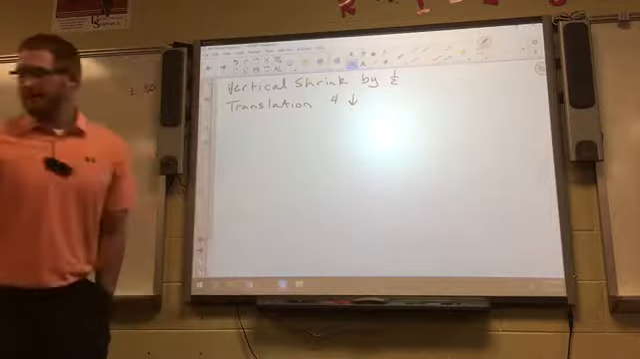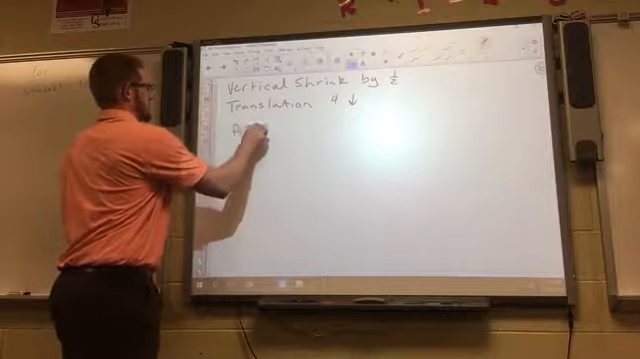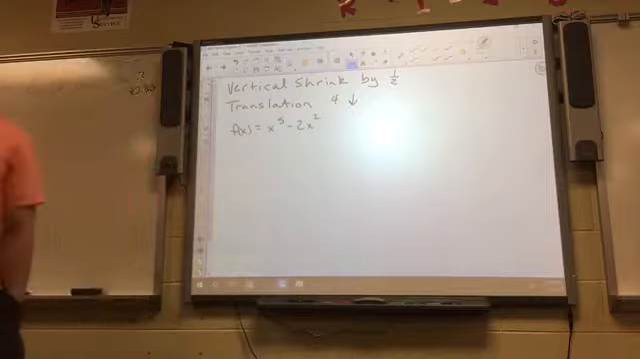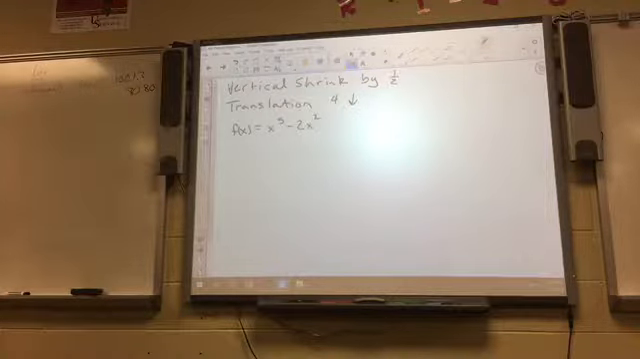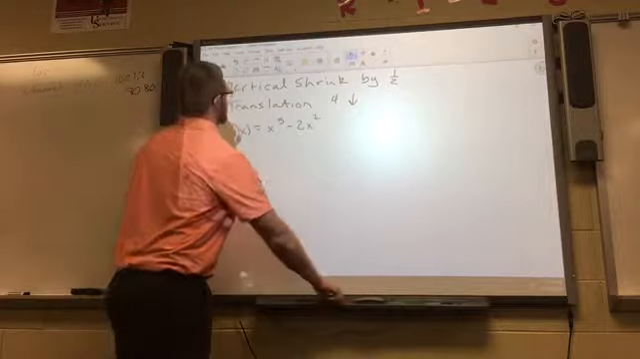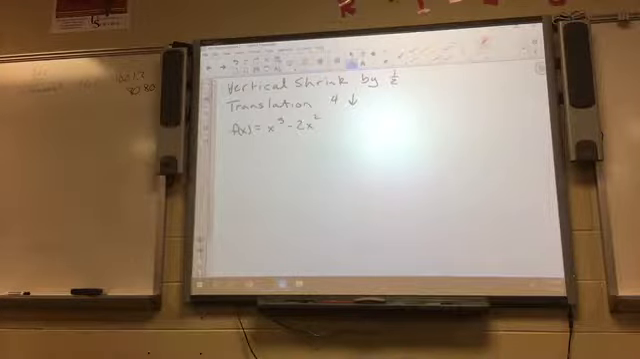So, the function that they give us is f of x equals x to the 5th minus 2x squared. And they want us to write a rule for g, which is just applying these transformations to this function. To do a vertical shrink, do I need to multiply the inputs or outputs? Outputs, which means everything. The outputs mean everything.